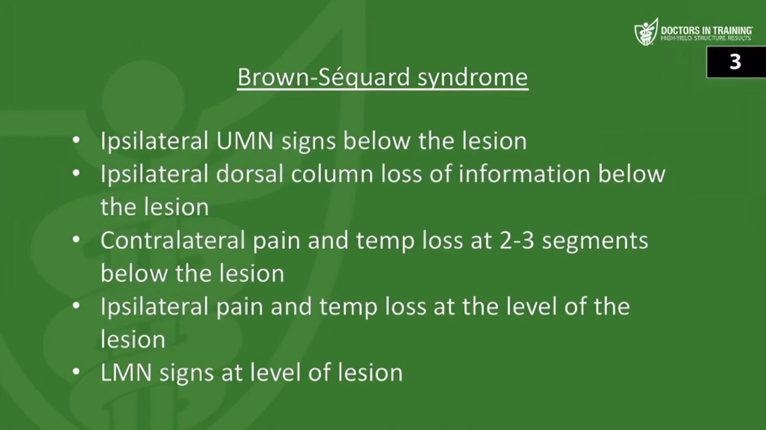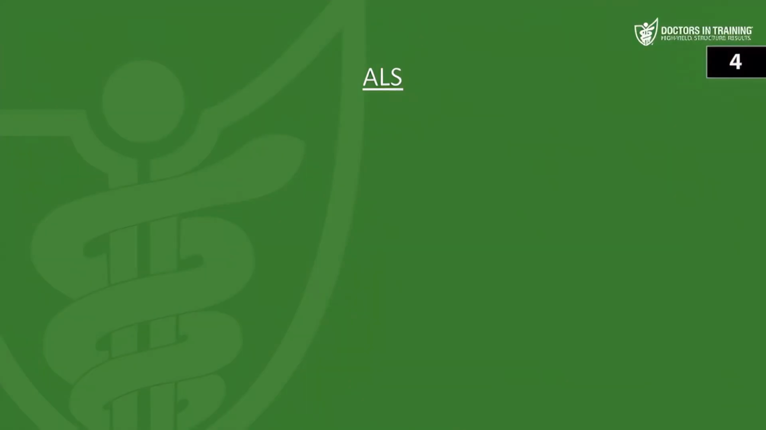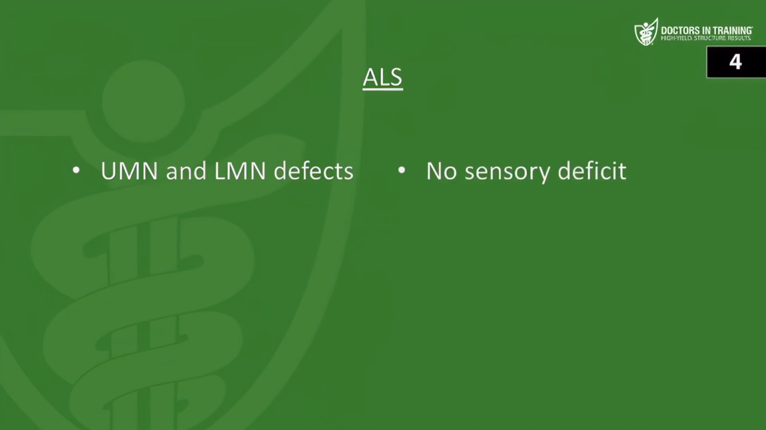All right, so both upper and lower motor neuron signs because the lesion is of the corticospinal tract and the anterior horn, and there's also going to be a loss not only of pain and temperature, but also all sensation ipsilaterally at the level of the lesion. All right, next question. What clinical presentation would lead you to suspect amyotrophic lateral sclerosis as a diagnosis? So remember with ALS, there's a combined upper and lower motor neuron defect with no sensory defect.